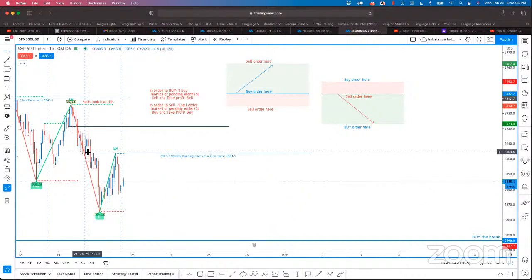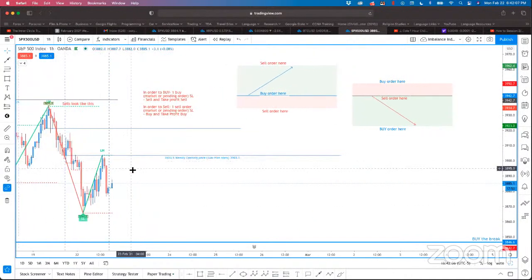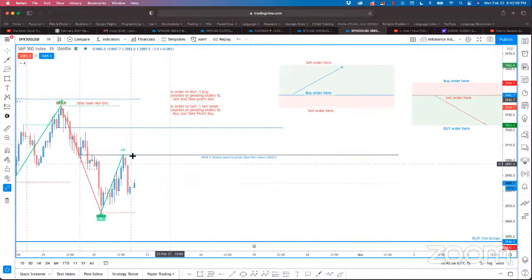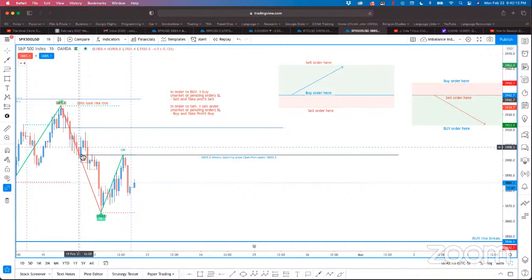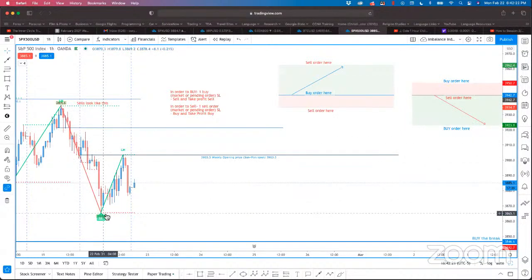It happened right here. There was another order block that was put in right here. It was going down, going down, going down, and then we had this sudden uptick right here, and then it continued to go down. That's what an order block is.